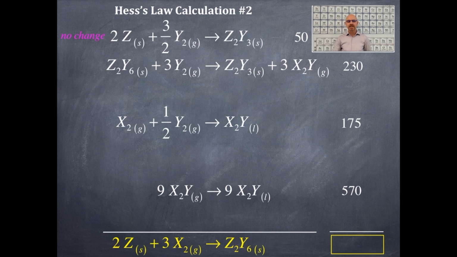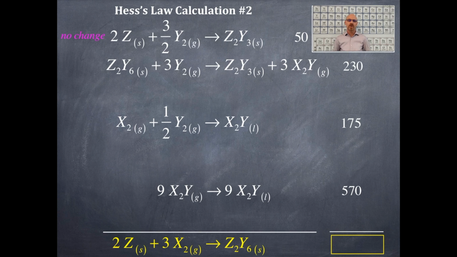So can you find Z2Y6 solid in any one of these? It's obviously not going to be on the top one because there's no change on that one. I've dealt with that one. So it's in either equation number 2, 3, or 4. That's right, it's in equation number 2. Having known that, now you can see the Z2Y6 happens to be on the reactant side, but it does have the correct stoichiometry of 1.